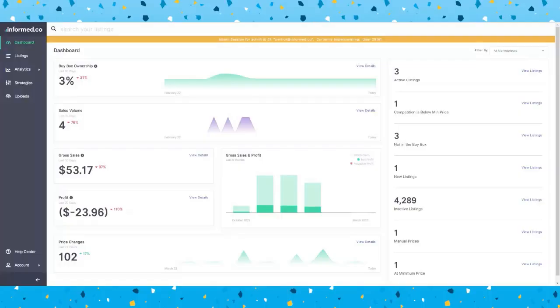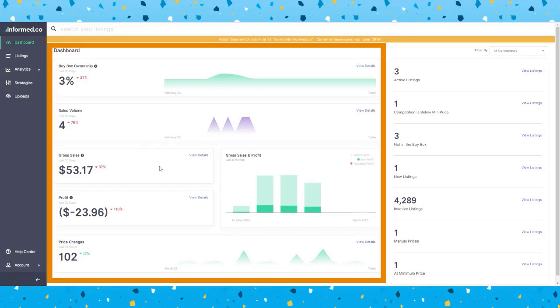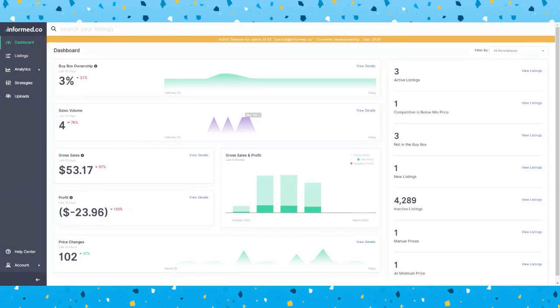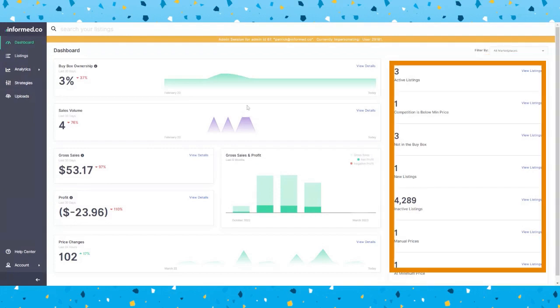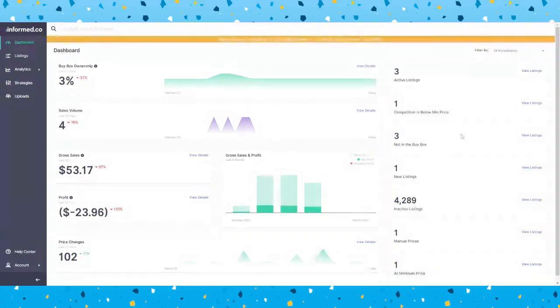Okay. So this is a demo account. A lot of these numbers don't look great, but your seller account's going to be a lot better looking, with hopefully a lot of sales and gross volume and profit. But what you can see is it gives you a general overview of how your account is performing. And then on the right-hand side here, you can see how your specific listings are performing. You could see various information such as items that aren't in the buy box, that are in the buy box, items that have a min price or where competition's below your min price. And so you can see all that data here on the dashboard.